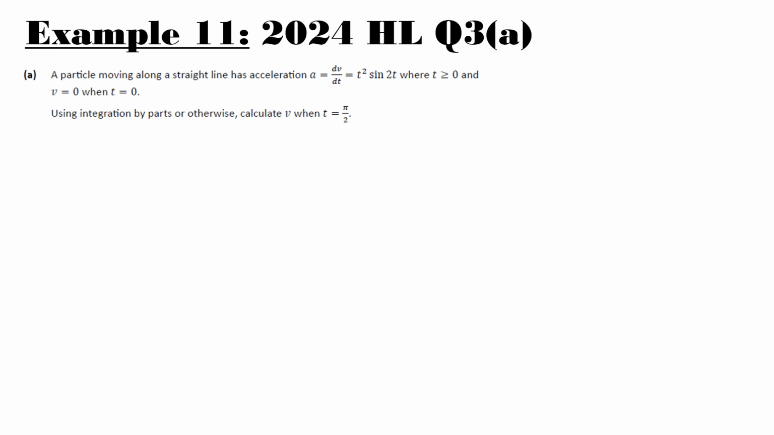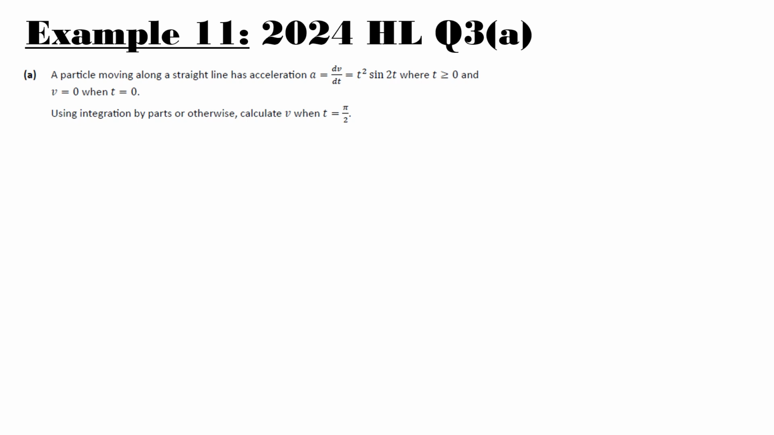So this question is from the 2024 higher level paper, and it's question 3, part A. A particle moving along a straight line has acceleration a = dv/dt equal to t squared sine 2t, where t is greater than or equal to 0 and v equals 0 when t equals 0. Using integration by parts or otherwise, calculate v when t is equal to pi over 2.